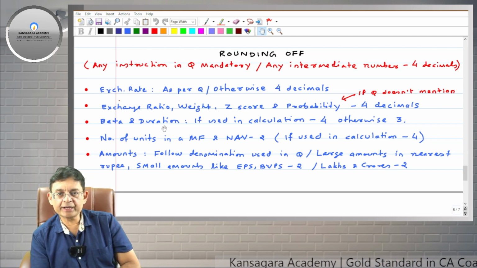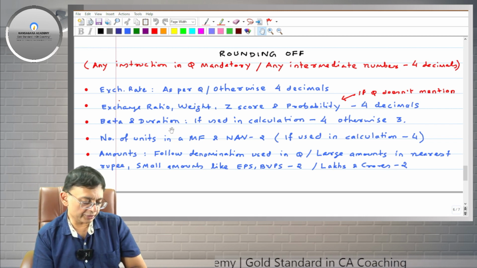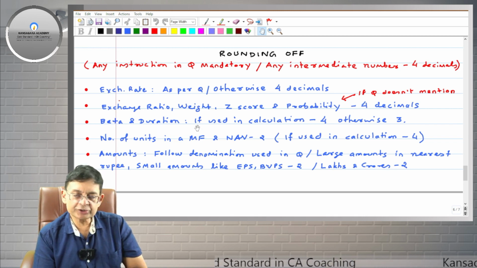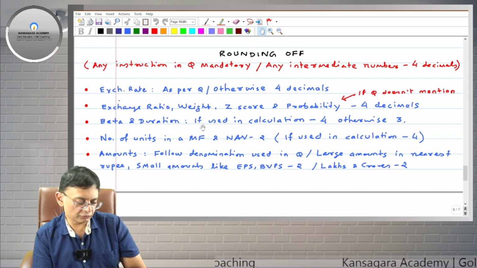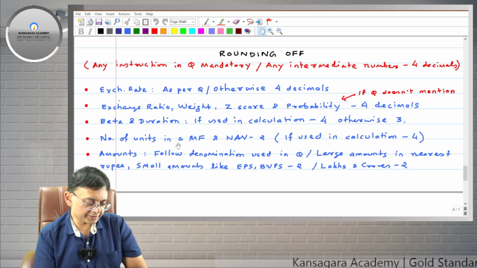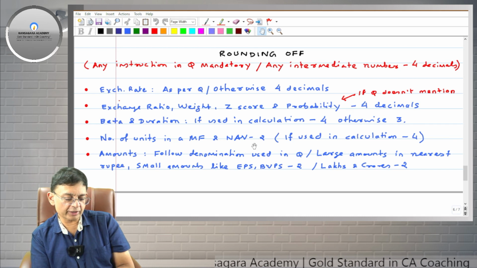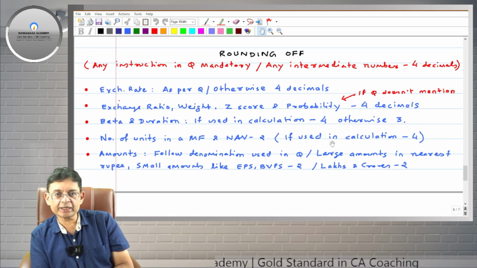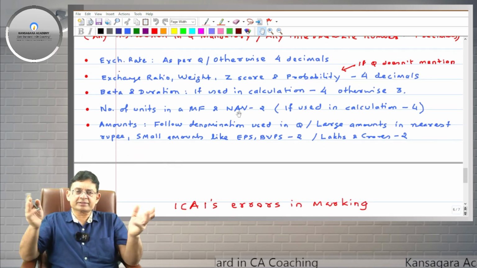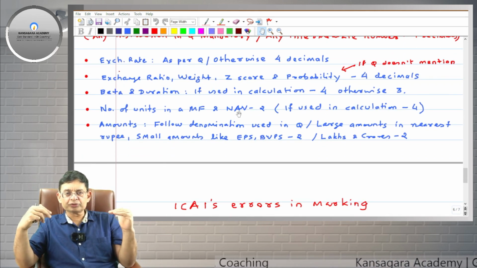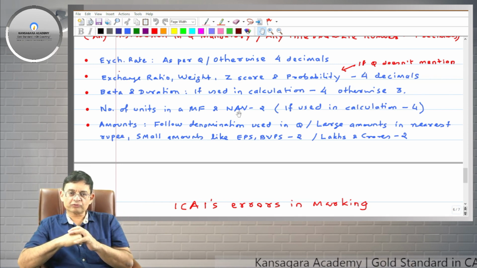Okay. Then beta and duration. Beta for shares, that is in portfolio management, and duration in bond valuation. So generally, if it is used in other calculation, then use 4 decimals, and otherwise 3 to 4 decimals, students. Then number of units in mutual fund units or NAV, they are generally rounded off up to 2 decimals, and if used in other calculation, then 4 decimals. So students, the one general rule that emerges is to follow common sense by and large, and if the figure is used in some other calculation, then prefer to be precise up to 4 decimals.